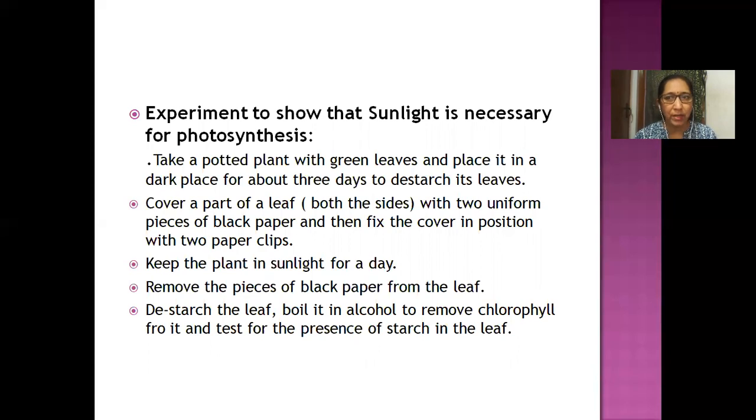So why are we covering the leaf with the black paper, children? Here, this black paper will not allow the sunlight to reach that particular part of the leaf. So only this part is covered with black paper. Then keep the plant in sunlight for a day. Remove the pieces of black paper from the leaf. Then go for the iodine test. Destarch the leaf, boil it in alcohol to remove chlorophyll. Then test for the presence of starch in the leaf.